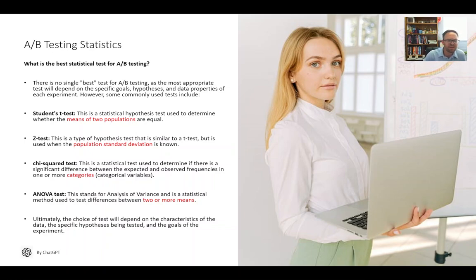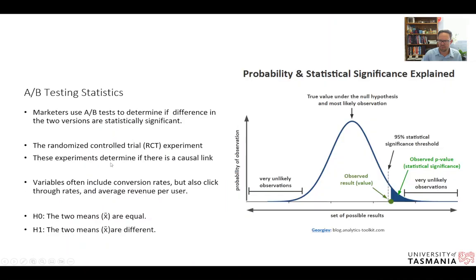This is a statistical method used to test the difference between two or more means. So it's similar to the student's t-test. Ultimately, the choice of test will depend on the characteristics of the data, the specific hypothesis being tested, and the goals of the experiment. All right, so obviously knowing how to do A/B tests is important.